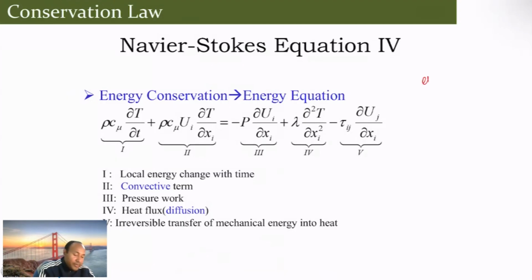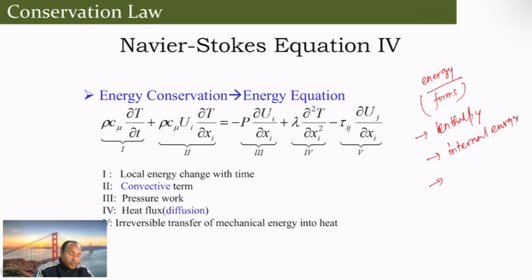But the energy equation can be written in multiple forms. There are different forms of the energy equation. It could be written in terms of enthalpy, internal energy, or total energy. This one is written in terms of temperature, where again you have a time derivative term, convection term, pressure term, heat flux term, and mechanical energy term. So these are the different terms associated with this.